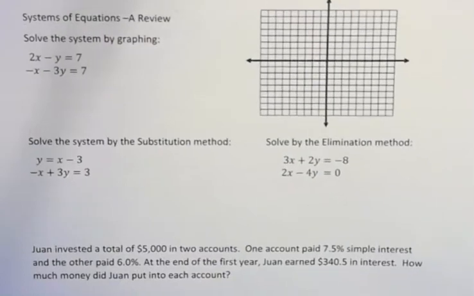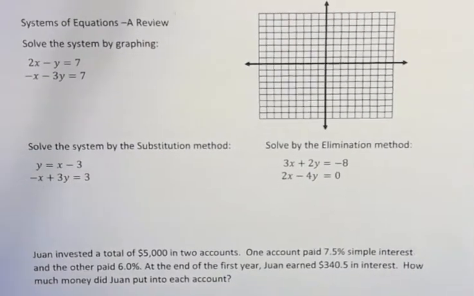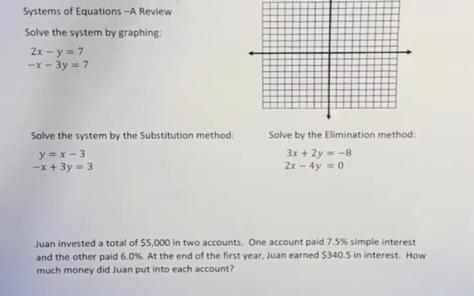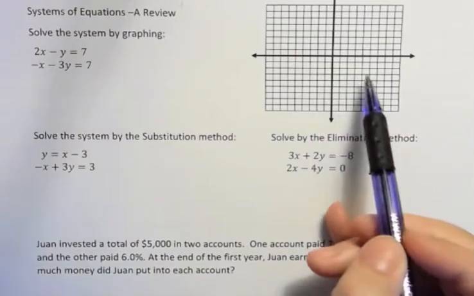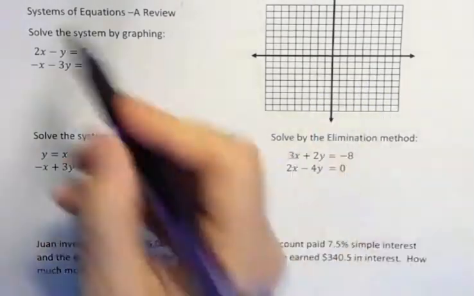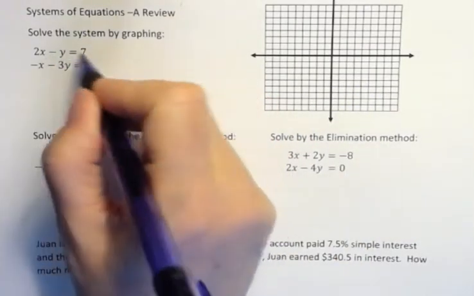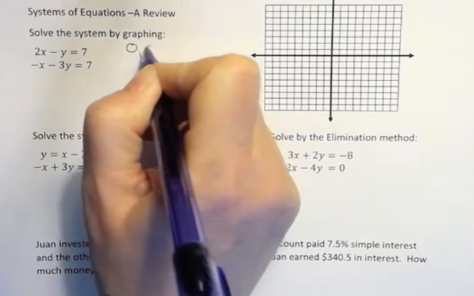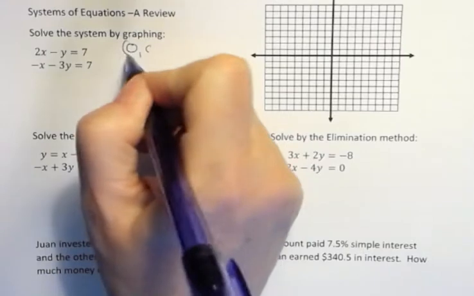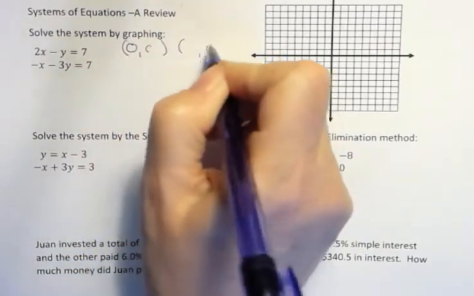When you solve a system by graphing, remember a solution to a system is an ordered pair that solves both equations. So what we're going to do is graph those two equations and then see where they intersect, or see if they do intersect. I'm going to take this first equation and find the two intercepts. What if x is 0 and what if y is 0?